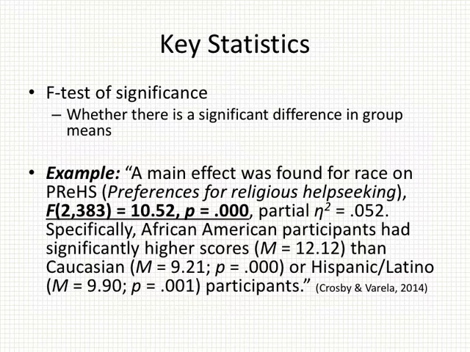And so they further interpret, because there are 3 groups: African Americans, Caucasians, and Hispanic Latinos. They further interpret which group has higher scores than others. They found that African American participants had significantly higher scores on preference for religious help seeking than Caucasian and Hispanic Latino participants. So this is how you'll write up statistics related to ANOVA.